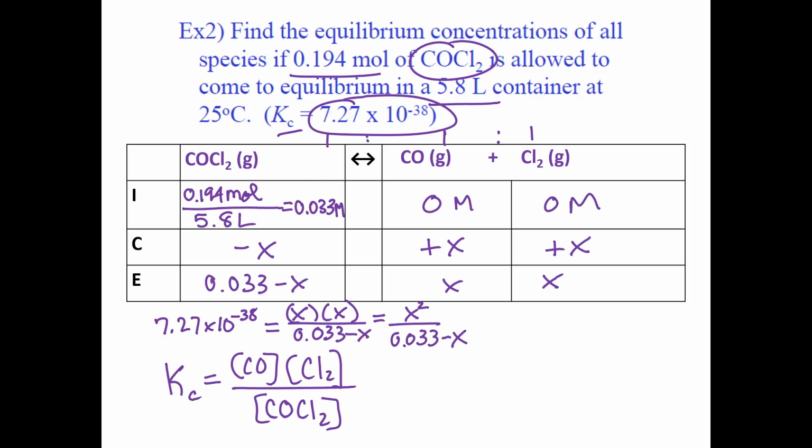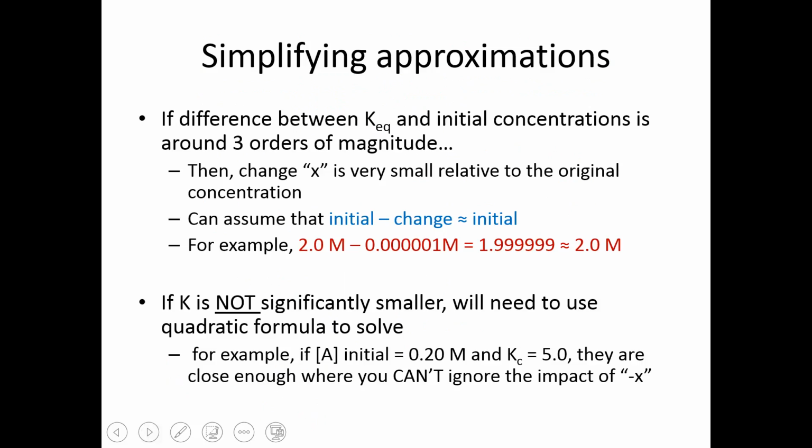So we have an equation with one unknown. So yay, we can solve for x. The only problem is, look at this equation. How do you solve for x here? You'd have to use the quadratic formula to solve for x. So that would be a pain. Luckily, there is this approximation that we can use in most cases. You got to double check to make sure that it fits.